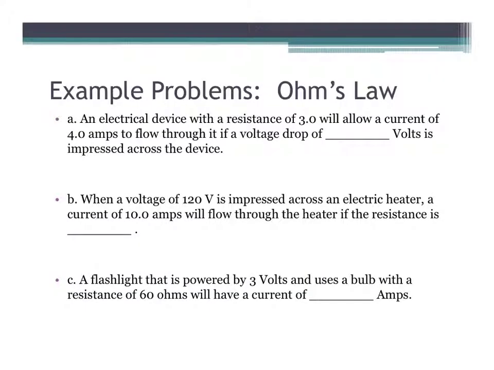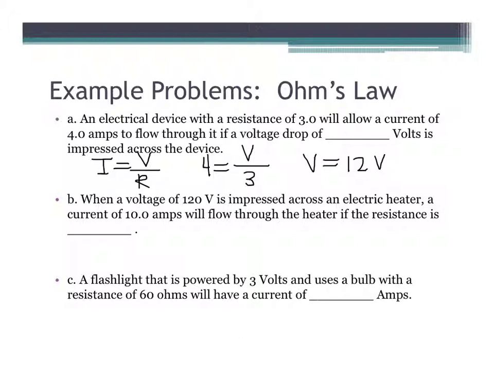We're going to go through a few quick examples using Ohm's Law and putting it to use, and then we'll learn what power is. So an electrical device with a resistance of 3 ohms will allow a current of 4 amps to flow through it if a voltage of this many volts is impressed across the device. So we know that current is equal to voltage divided by resistance. We know the current is 4 amps, and we don't know the voltage. We know the resistance is 3. So if you solve, multiplying both sides by 3, the voltage that would be required is 12 volts.